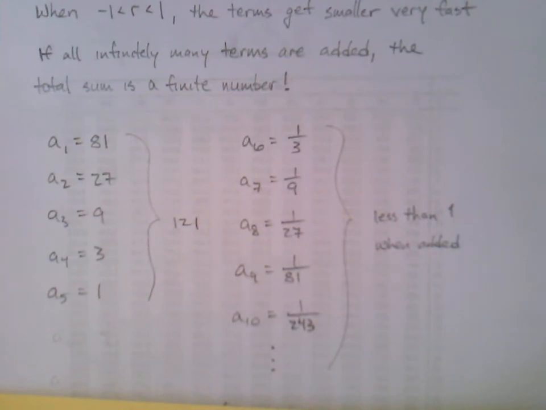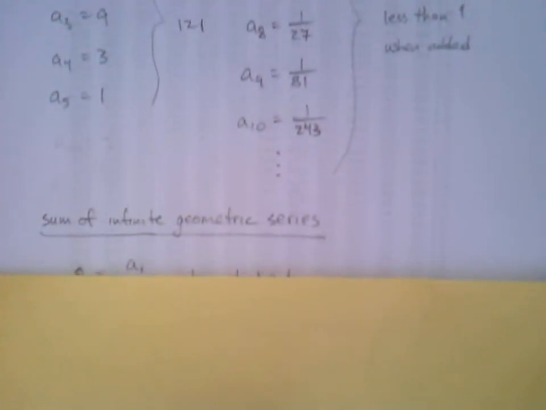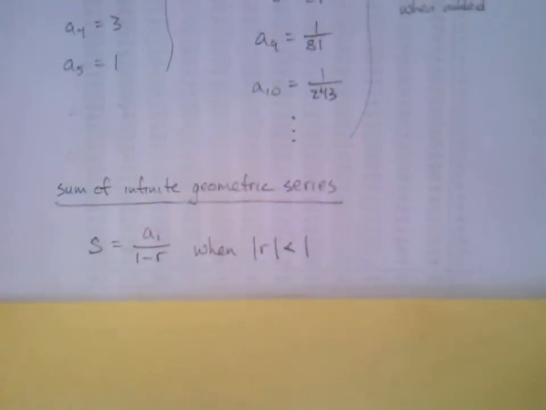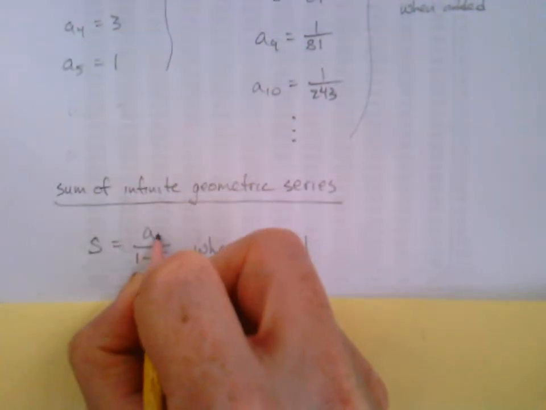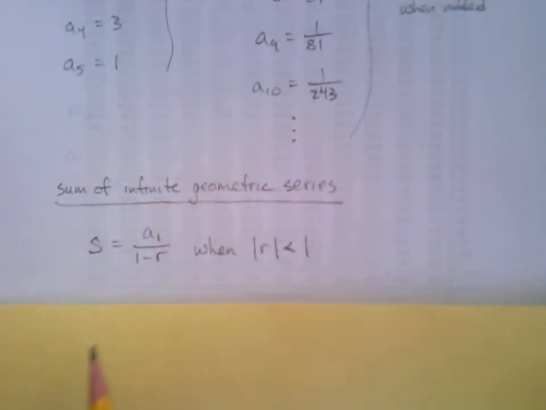Okay. What do they add up to then? Right? That's the question. Let's investigate that. Here's another formula. This is the sum of the infinite geometric series when you add all infinitely many terms together. Turns out this formula is much simpler than the nth partial sum. We just call it capital S because we're adding all infinitely many terms.